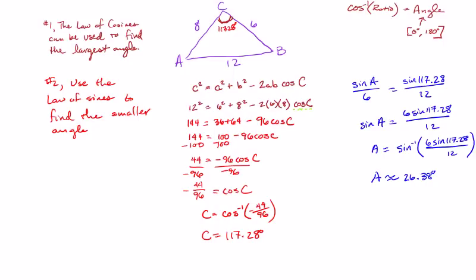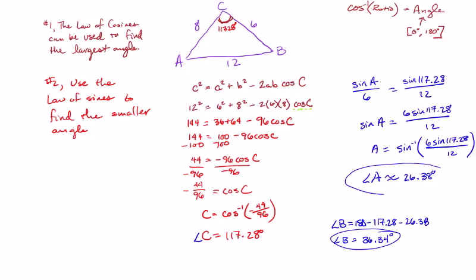Then we can find our final angle. That's angle A, that's angle C, and we can find angle B by subtracting from 180 minus 117.28 minus 26.38. Plug that into my calculator, and angle B comes out to be 36.34 degrees. So we were given 3 sides and we found the 3 missing angles.